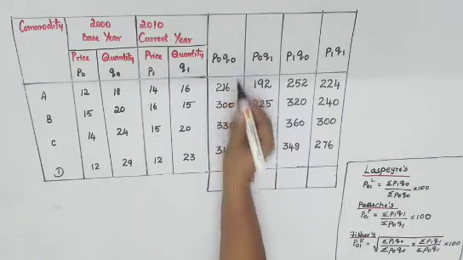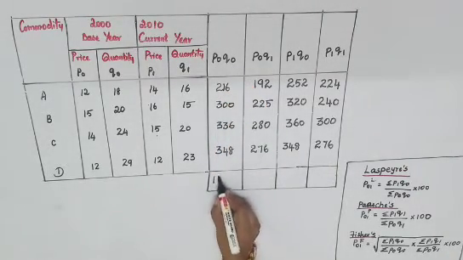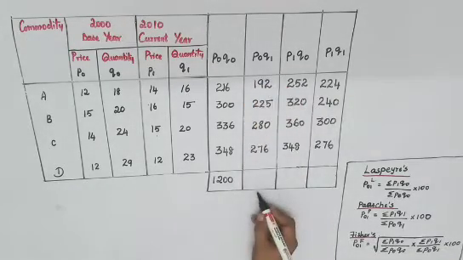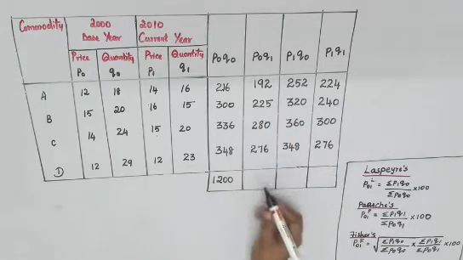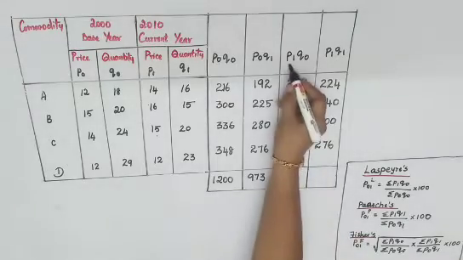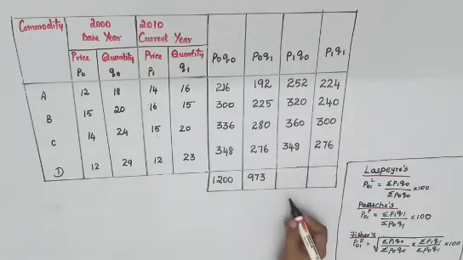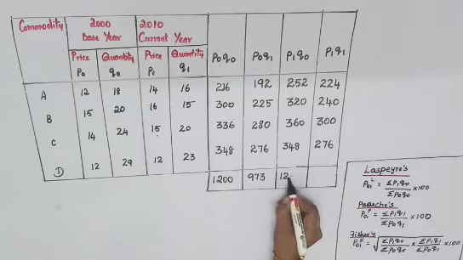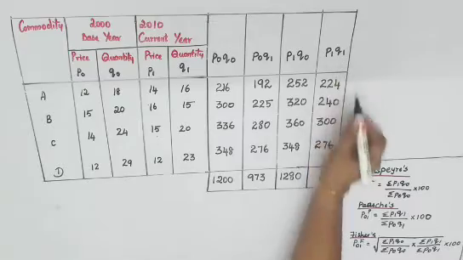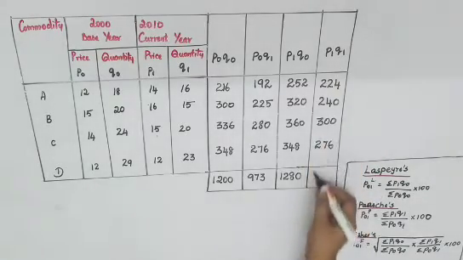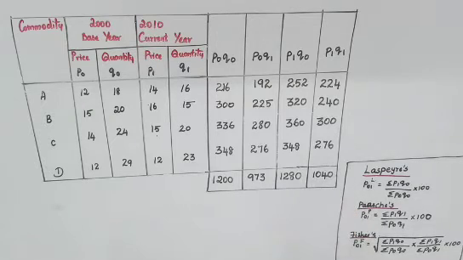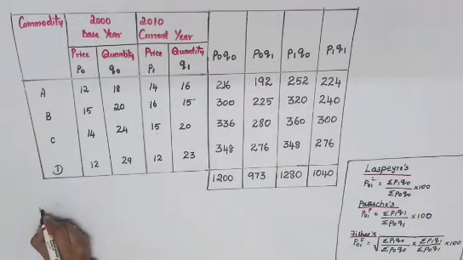So sigma P0Q0 will be 1200. The next one is sigma P0Q1: adding all these, you will get 973. Next is sigma P1Q0: adding all these data, you will get 1280. The last column is sigma P1Q1: the summation, you will get 1040. First one we have to find is Laspeyres'.